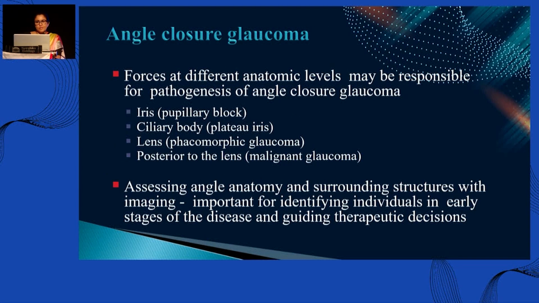The forces at different anatomic levels in the eye may be responsible for the pathogenesis of angle closure glaucoma. Some are pulling mechanisms and some are pushing mechanisms. Therefore, assessing the anterior chamber angle anatomy and surrounding structures with anterior segment imaging is of tremendous importance for identifying individuals at an early stage of angle closure and guiding therapeutic interventions.